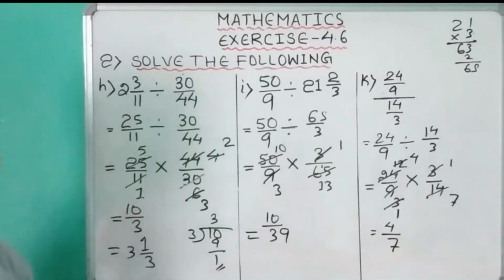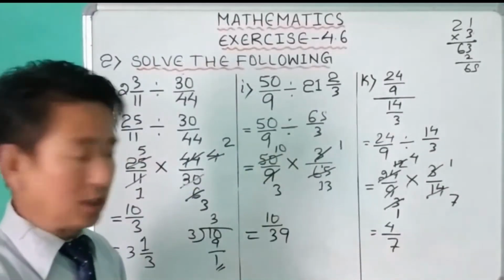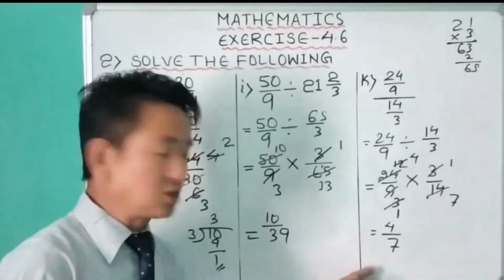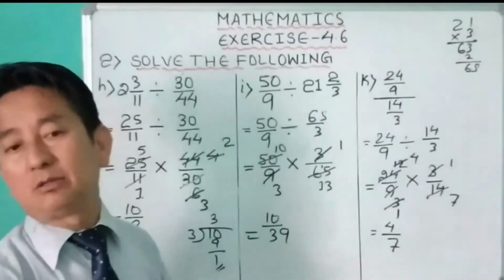This is a proper fraction because numerator is less than denominator. 4 is less than 7. We cannot convert this proper fraction into mixed fraction, so we'll leave this answer as it is.